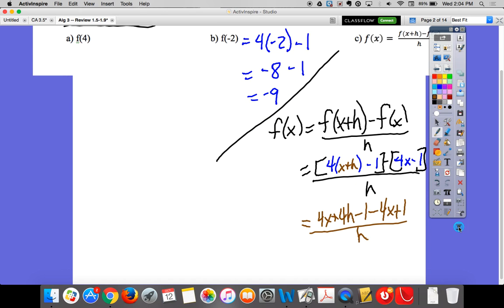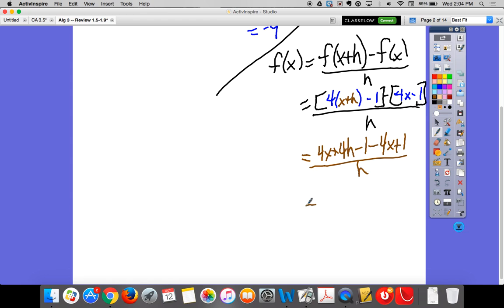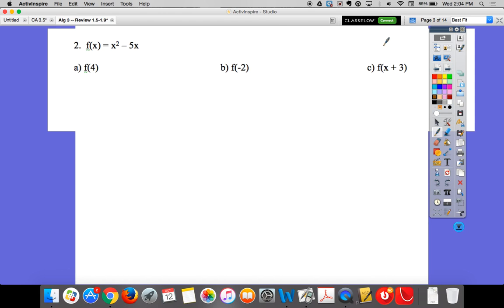And you're going to end up cleaning that up. Remember, everything from the back end should cancel. And that leaves you 4h over h. These simplify. Leaves you with a 4. Okay? Remember, don't leave anything blank. You get partial credit for all the work you show me. The only thing, be careful on this one.